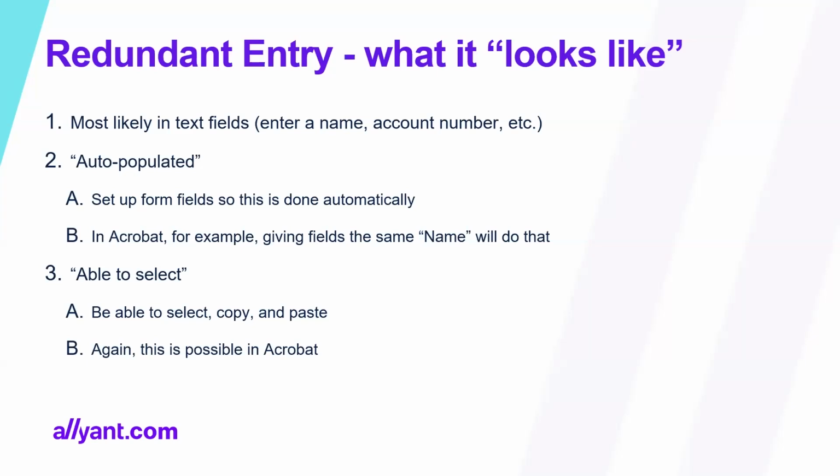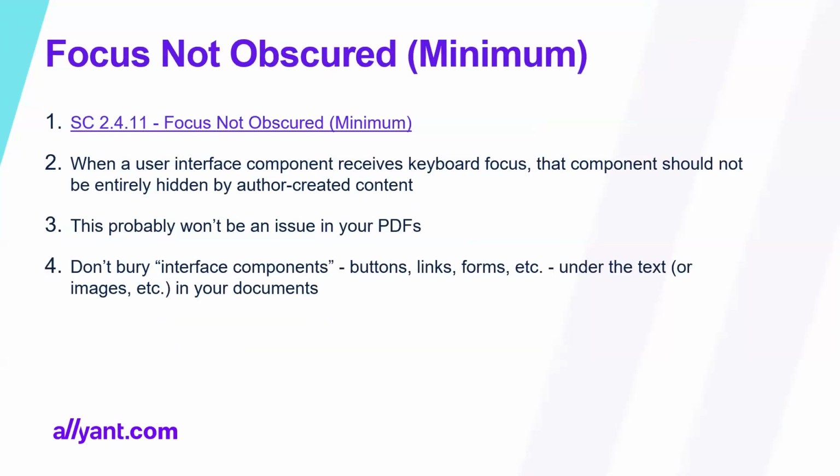So there might be scenarios where you would want to or need to use the able to select, copy and paste option, but you might want to think about setting things up so that auto-populated takes care of that heavy lifting for you, right? But that's a couple ways to meet the redundant entry requirement.